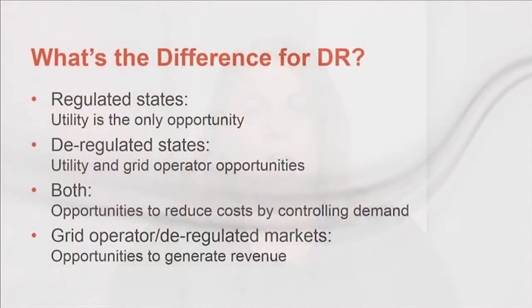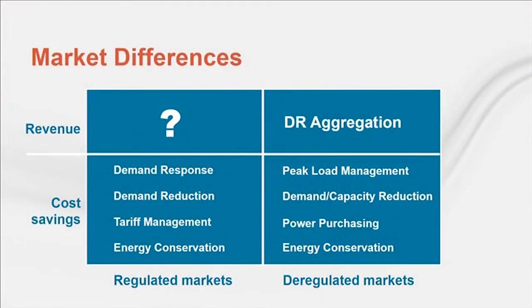So no matter the business structure, utilities and grid operators need demand response to balance load and generation, to provide stability during emergencies, and to provide a cheaper alternative to higher-priced generation. In regulated states, the utility is the only opportunity. In deregulated states, both the utility and the grid operator present opportunities. And in both situations, there are opportunities to reduce costs by controlling demand. In RTO deregulated markets, there are also opportunities to generate revenue. And the names of the programs change slightly too. In regulated markets, we look to tariff management, perhaps like we would negotiate power purchase agreements in deregulated markets.